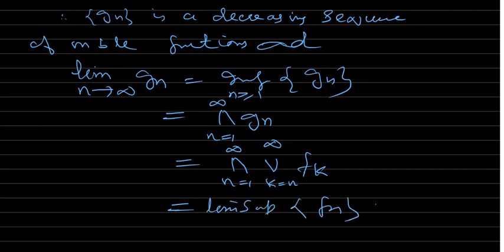This is what you have to check. And this limit superior, you saw that it's the limit of gn, and gn is a sequence of measurable functions. Therefore, this limit superior is measurable. Since, you write this down, since limit n approaches to infinity gn is measurable, therefore limit superior of fn is measurable.